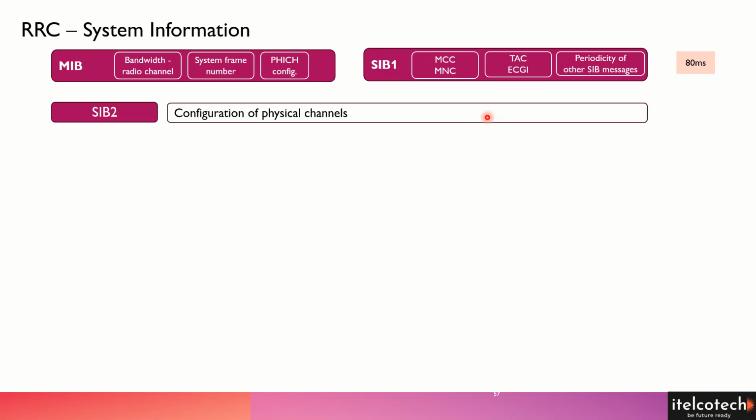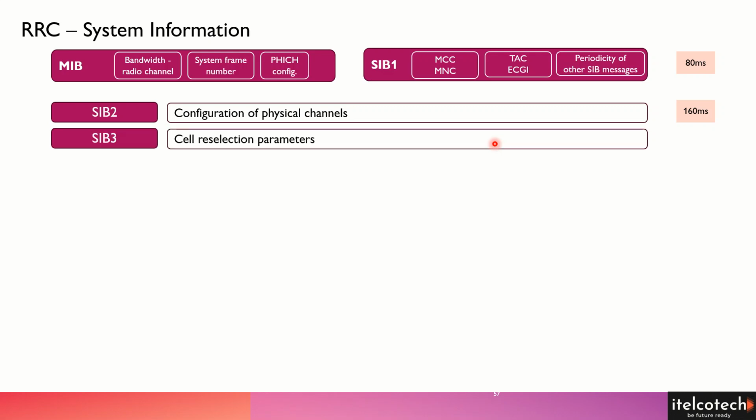periodicity of that. So if we talk about the SIB2, there would be a configuration of different physical channels that will be defined by the SIB2, that is how many channels to be allocated for the control or for the data purposes. And its periodicity is 160 milliseconds.